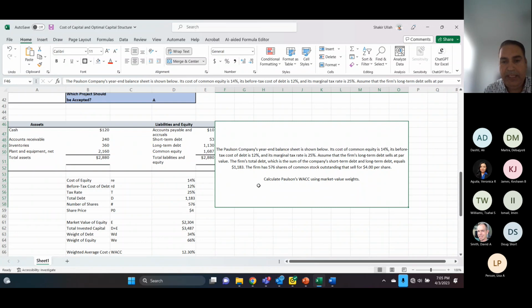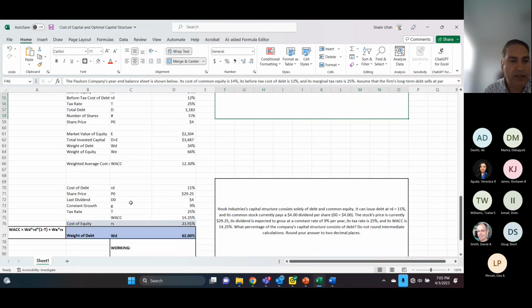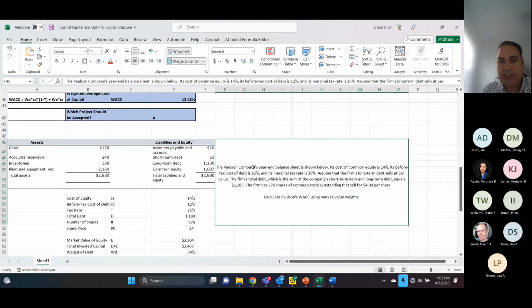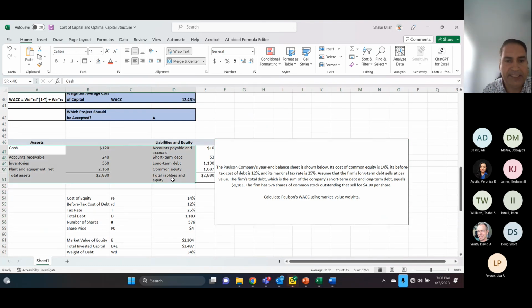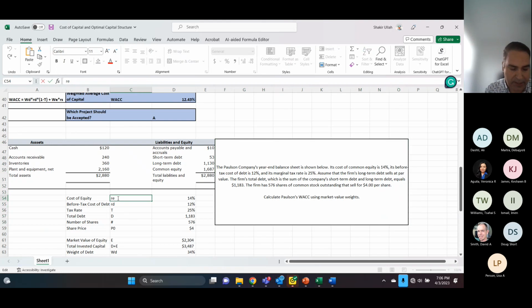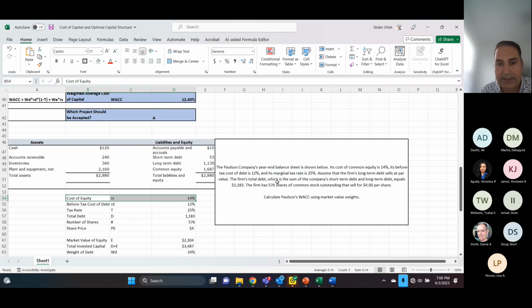For WACC, we need these variables: the weight of debt, cost of debt, tax rate, weight of equity, and cost of equity. Let's see if we have that information. This company's year-end balance sheet is shown below. We have some assets and liabilities and equity. Its cost of common equity is 14%. So RS is given to us. That is 14%. One variable is there.